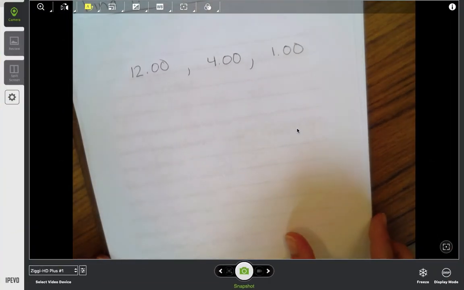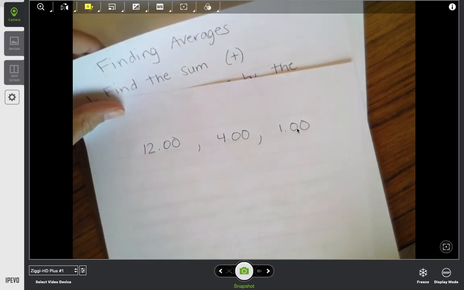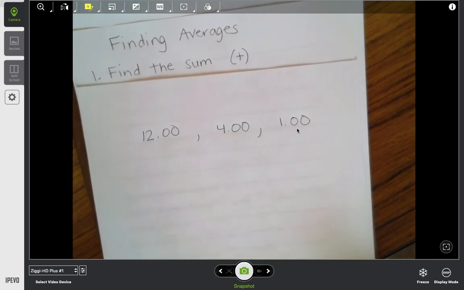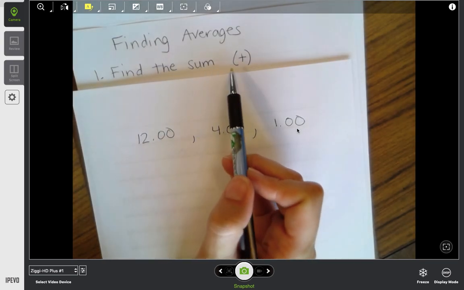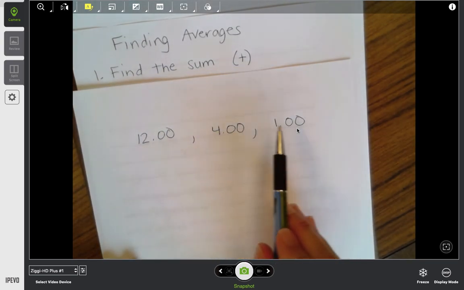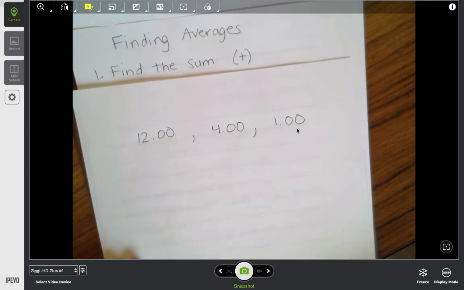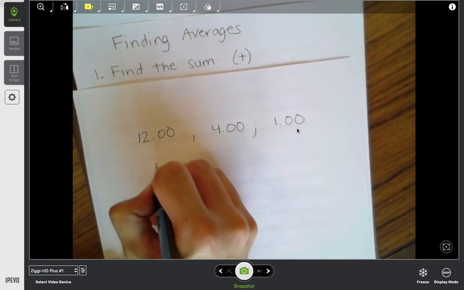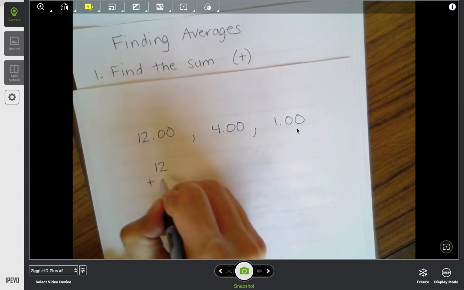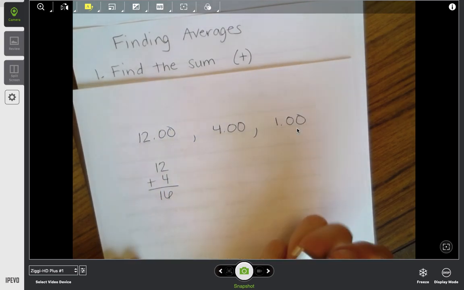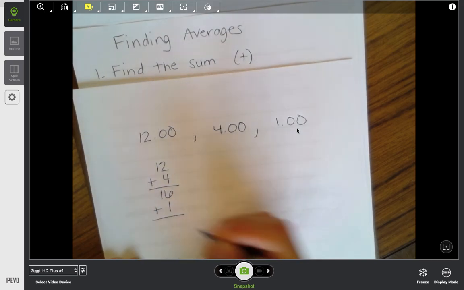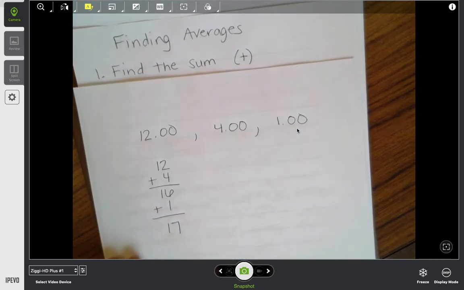Here's my data. We're going to remember that the first thing we do with our data when we're finding an average is to find the sum. So I'm going to add up my seasonal bank account balances. So 12 plus 4 is 16. Okay, and then 16 plus 1 is 17.